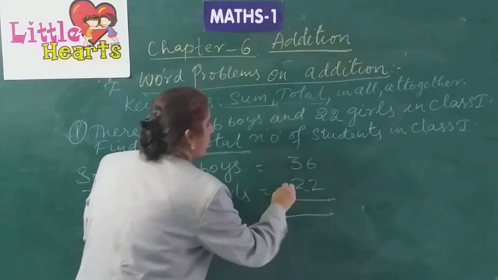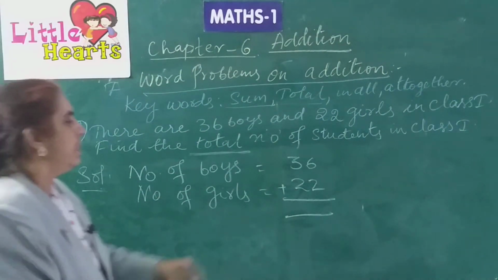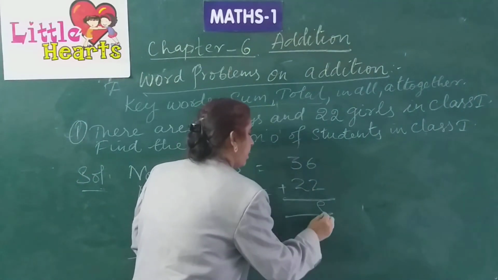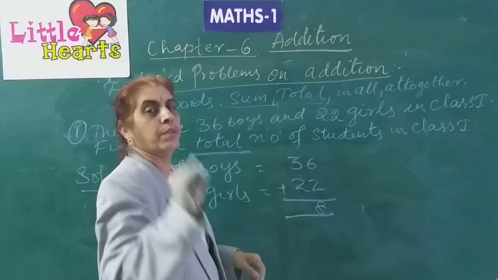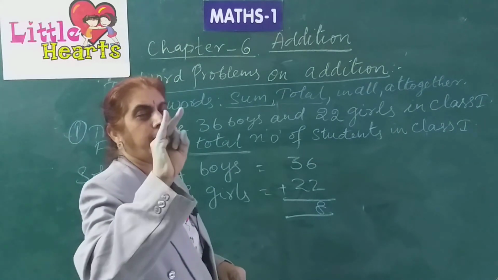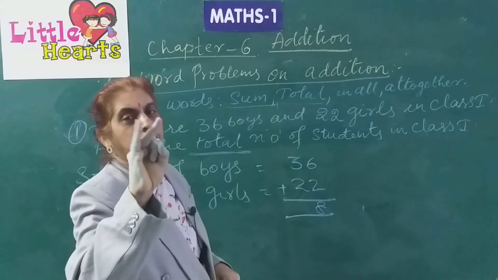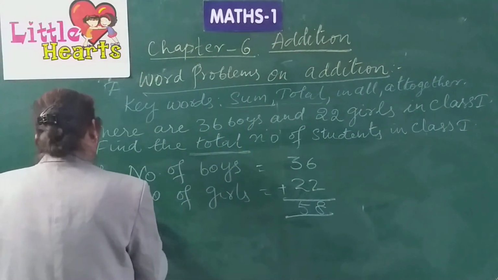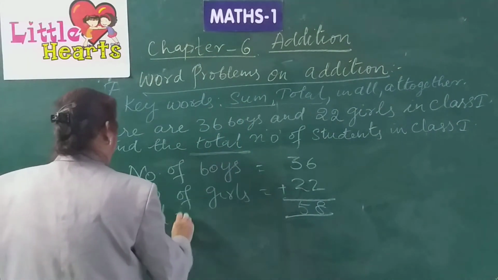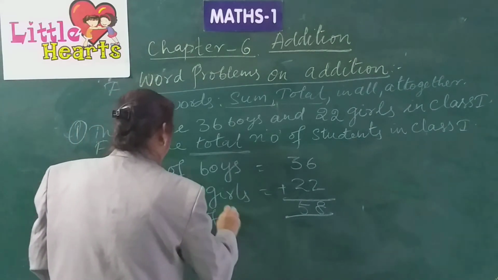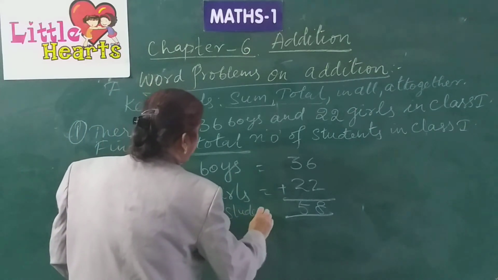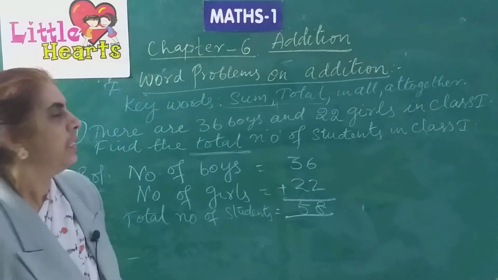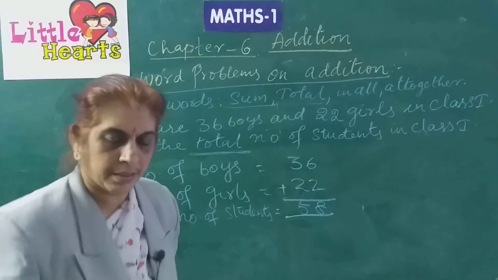Now add this. 6 plus 2: 7, 8. 3 plus 2. Take 2, count after 3: 4, 5. 58. Total number of students. Both boys and girls come under students. So total number of students is 58.